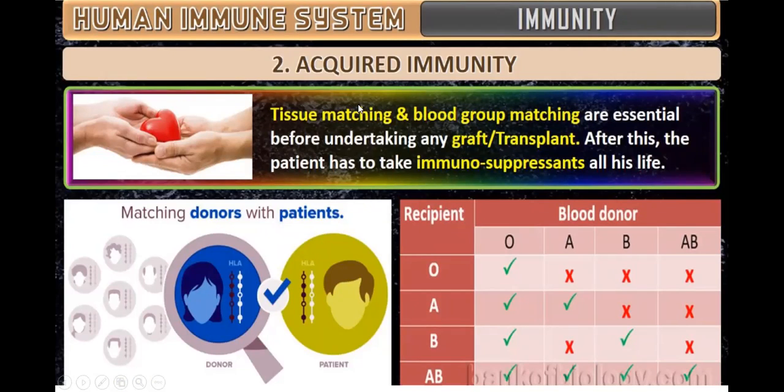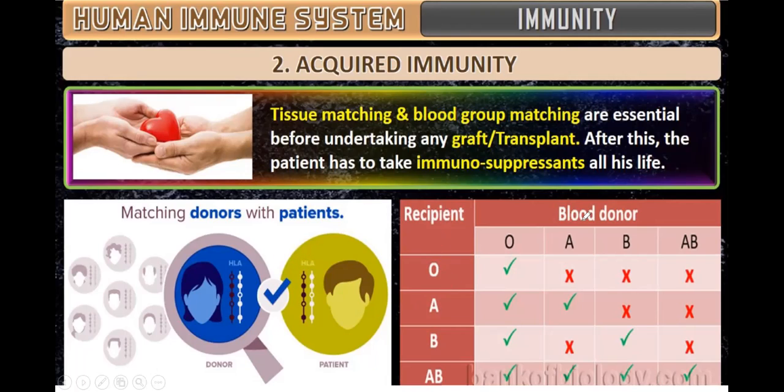Tissue matching: when there is an organ transplantation, tissue matching and blood group matching are essential before undertaking any graft or transplant. After this, the patient has to take immunosuppression all his life. Matching donor with patient. This is a donor, this is a patient. There is a type of special cells, and an HLA test is done.